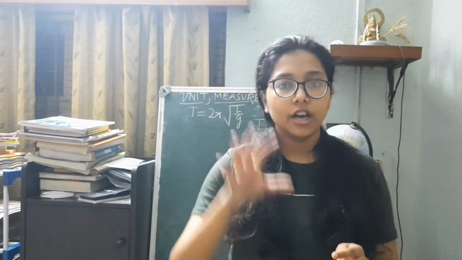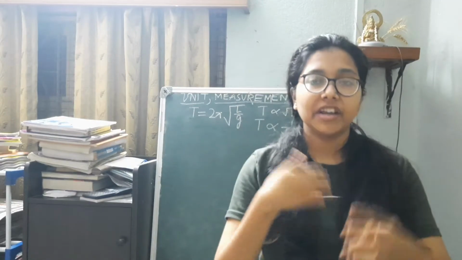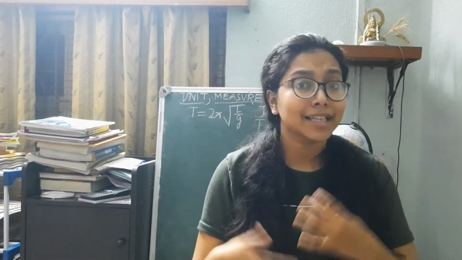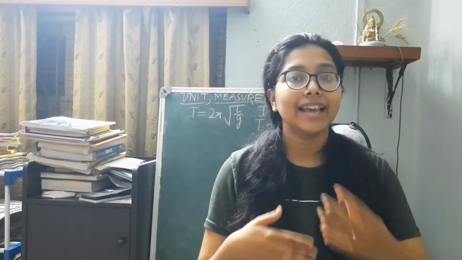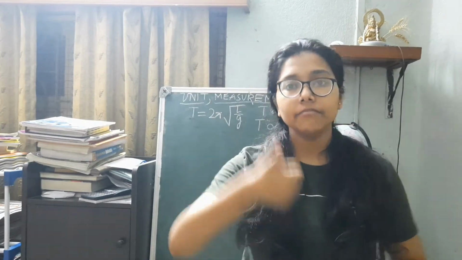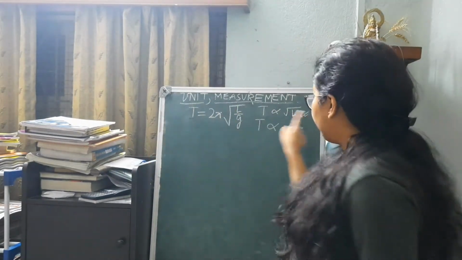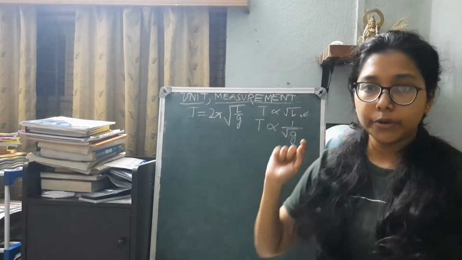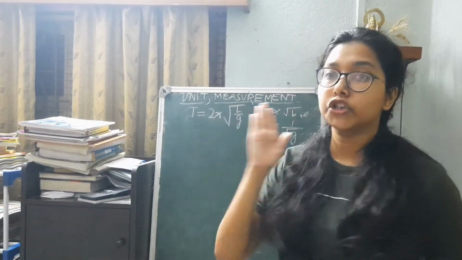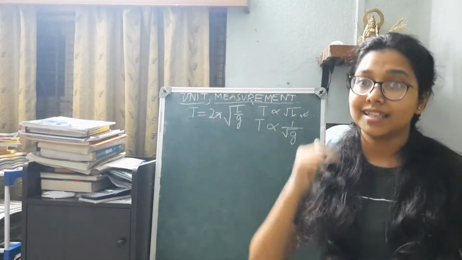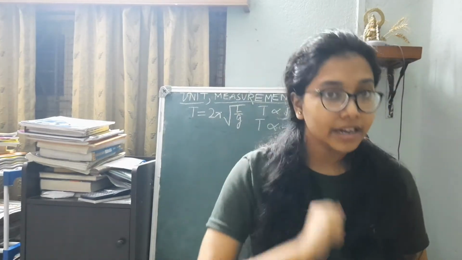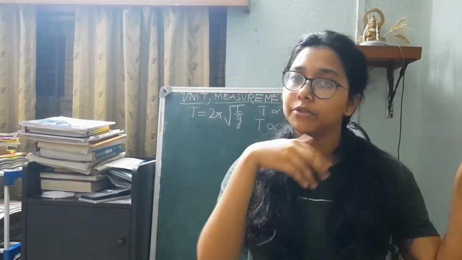Similarly, if the length is decreased, this phenomenon is generally observed when we see summer and winter seasons. In summer, due to thermal expansion, whenever a substance is heated, it thermally expands. So due to the thermal expansion, the pendulum increases in length. Because T is directly proportional to root under L, the length has increased, so the time period will increase, so the clock will become slower.